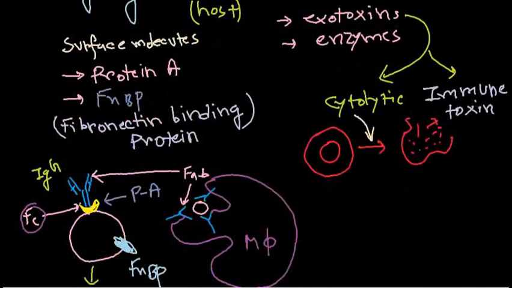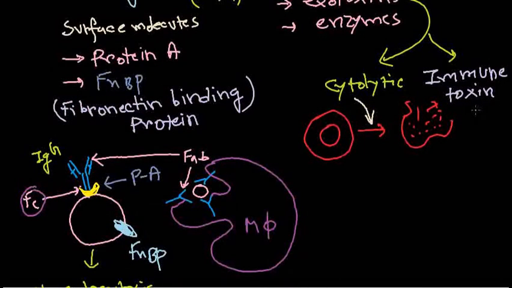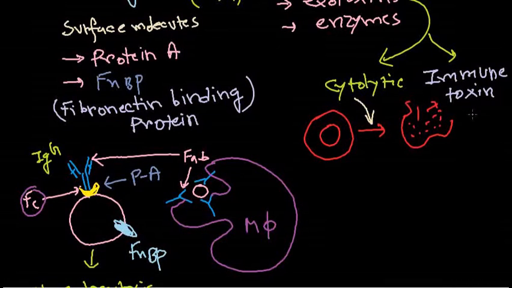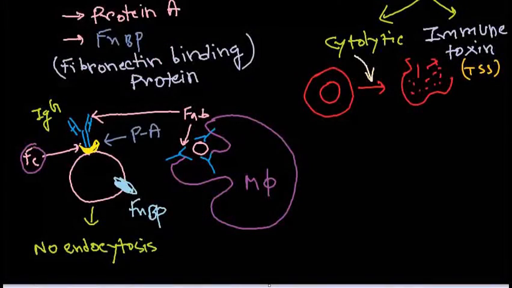Okay, and the immune toxin can bring more and more immune cells, and it will force our immune system to generate more and more chemical mediators like interleukins and cytokines. As a result, this will cause toxic shock syndrome, or TSS. Remember, we have talked about it before. They can cause TSS.